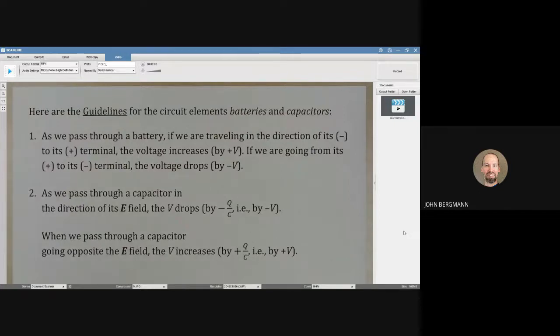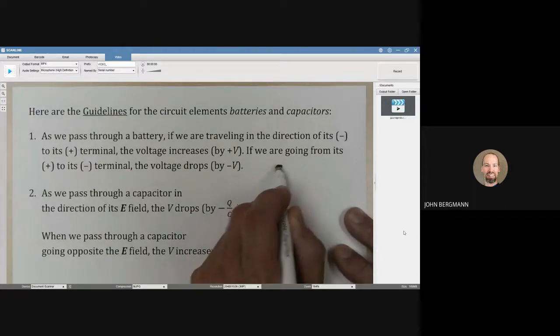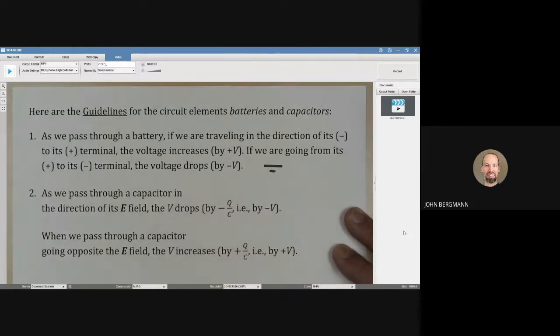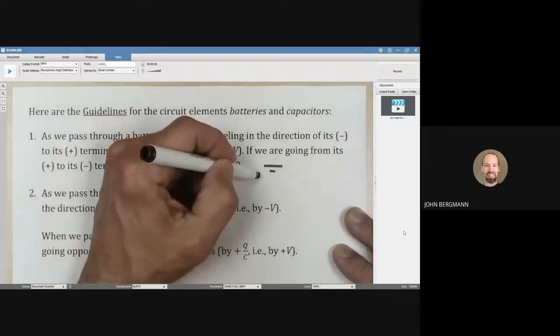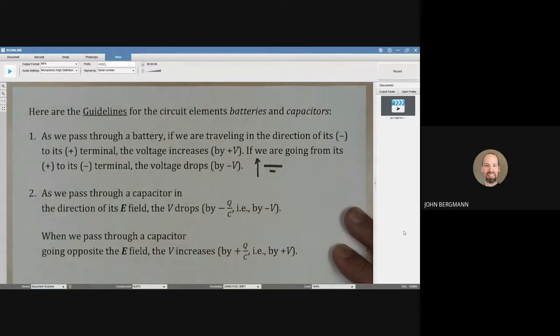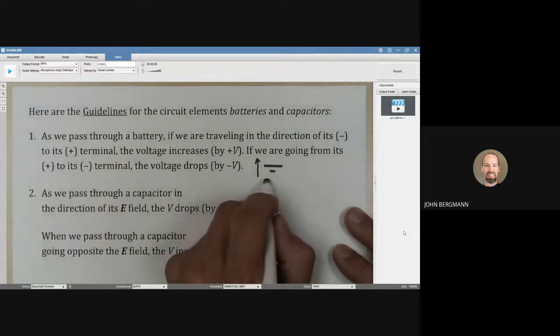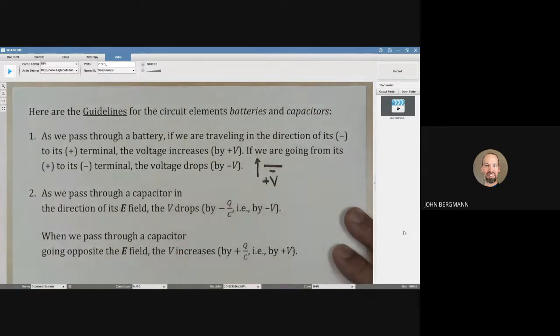As we pass through a battery, if we're traveling in the direction of its negative to its positive terminal, the voltage increases by plus V. If we're going from its positive to its negative terminal, the voltage drops by negative V. Here's a battery symbol. That's the positive terminal, that's the negative terminal. And we said we need to go around the circuit. We might go through the battery in this direction as we go around our loop. If we do, then we need to write plus V in our equation.